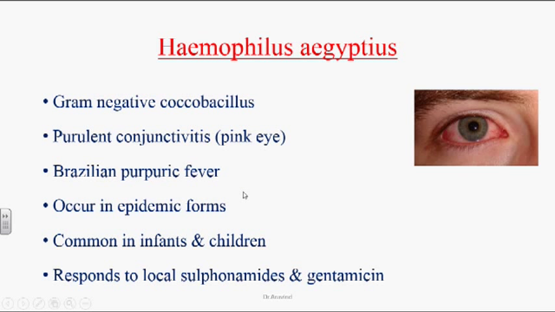Because of endotoxin, we can see blood vessel damage. The capillaries are damaged, and blood oozes into the tissues. That's why we can see purpuric rashes with fever whenever this aegyptius organism gets disseminated into the bloodstream. That leads to Brazilian purpuric fever, often seen in epidemic forms. A high number of cases is seen in children and infants. This organism can be easily controlled by using sulfonamides, sulfur drugs, or gentamicin.